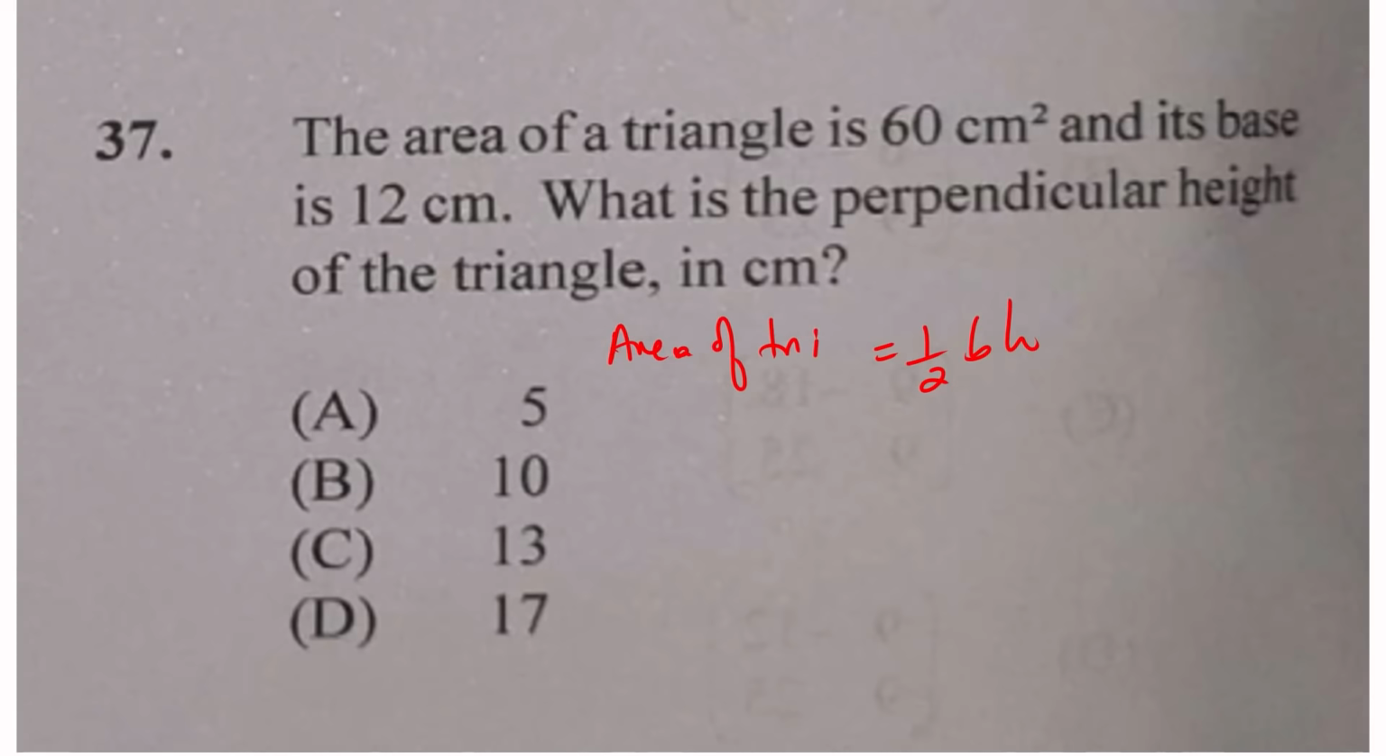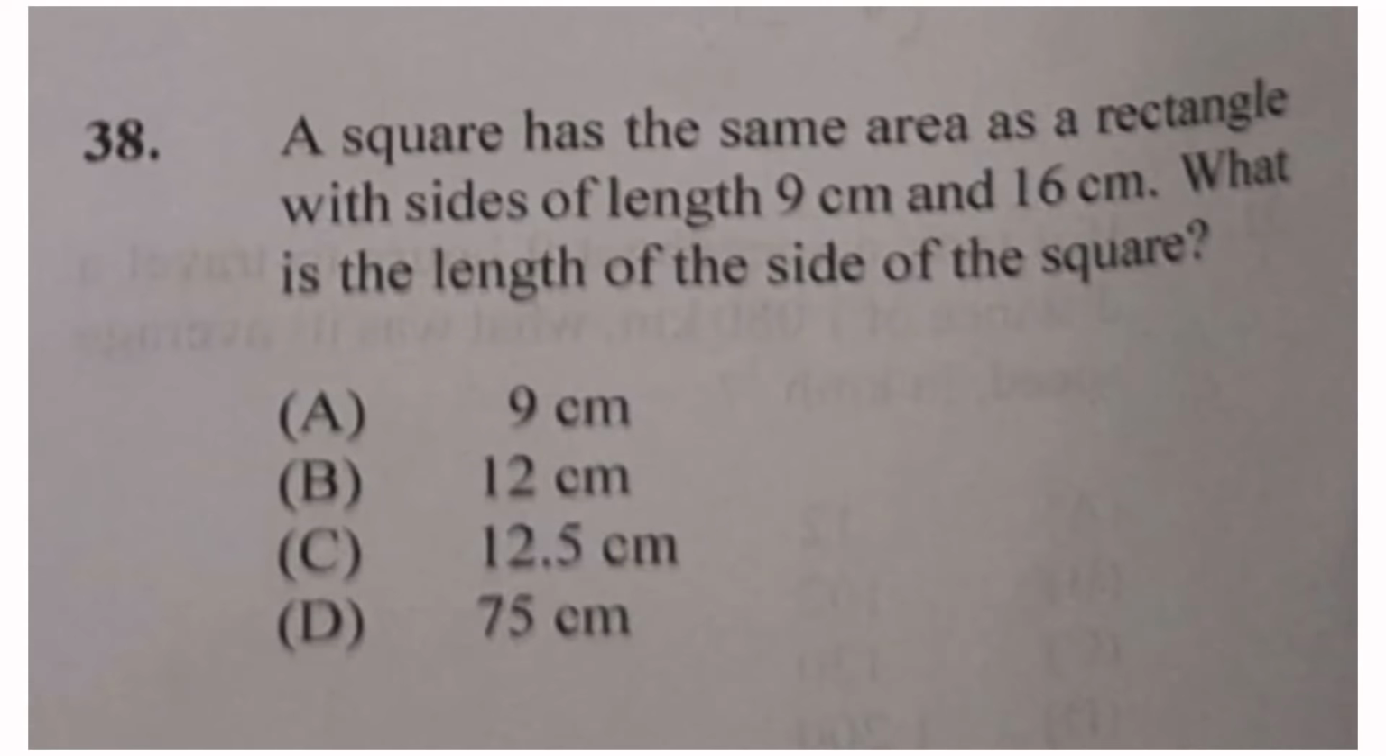So let's put in what we have now. The area is 60, half, the base is 12, and height is represented by h. Half of 12 is 6, so we have 6h on this side. We can divide both sides by 6, and that gives us 10. So the length of the perpendicular height is going to be 10 centimeters. Our answer is B.